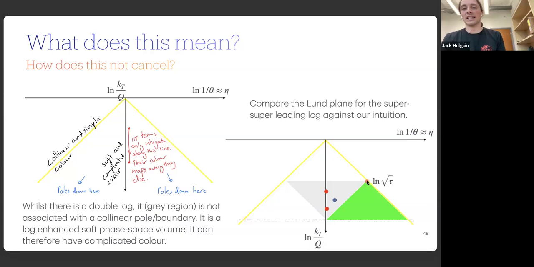So what this log squared is, it's not a Sudakov log. It's not associated with a 1 over epsilon squared pole. It's a soft log that's associated with a 1 over epsilon pole with a logarithmically enhanced phase space volume. And that's why it's able to have this complicated color structure that prevents its cancellation, but also can be a large log. Now, you can show this in a variety of other ways.